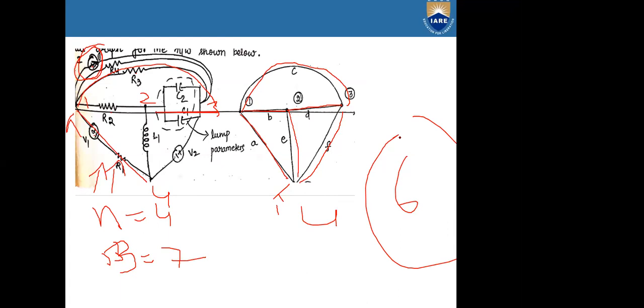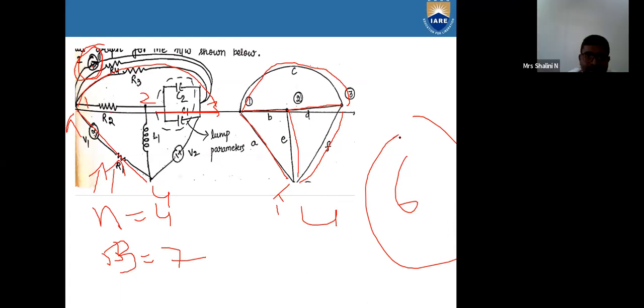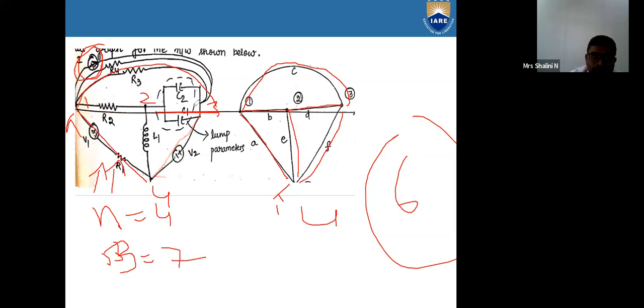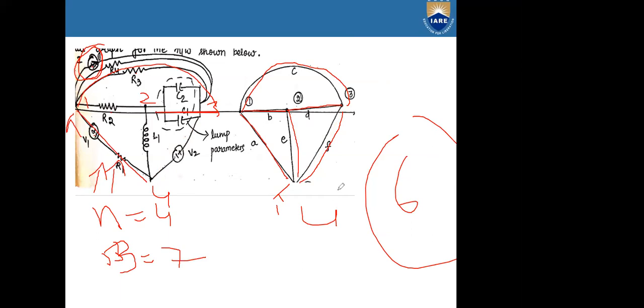But in the F element, that is nothing but between the 4th and 3rd node, no? There is no element there, F, it is a voltage source. So it is short circuited. Okay. Are you okay? Yes, sir. Next, anybody?